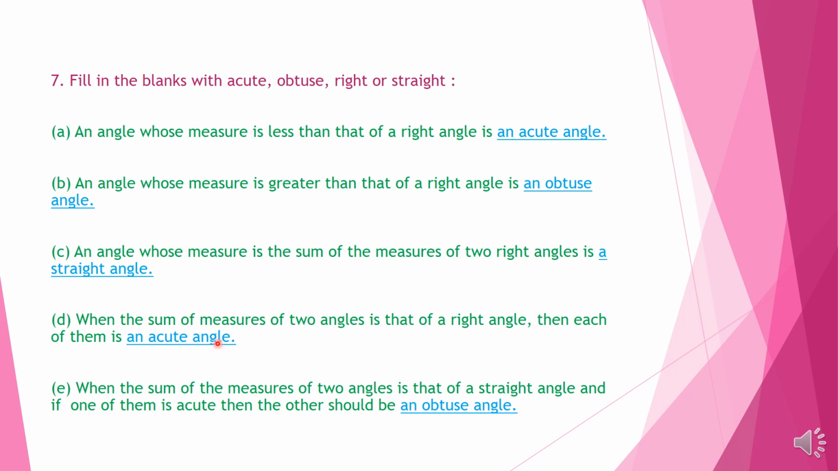Okay. And next one, number E, when the sum of the measures of two angles is that of a straight angle, and if one of them is acute, then the other should be an obtuse angle. Children, a straight angle is 180 degrees. Let us take an example. Suppose the acute angle is 80 degrees, and when that acute angle and another angle are added, if you get 180 degrees, the straight angle measurement, then the second angle should be 180 minus 80, which is equal to 100 degrees, and 100 degrees is more than 90 degrees, so that angle is called an obtuse angle. Okay children.